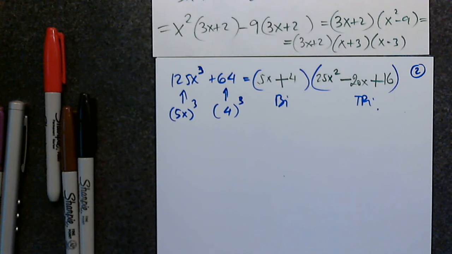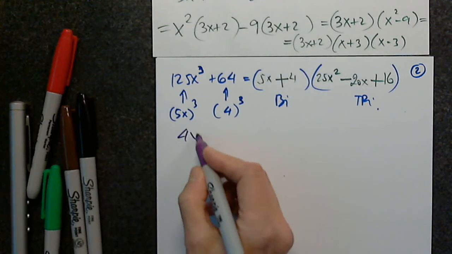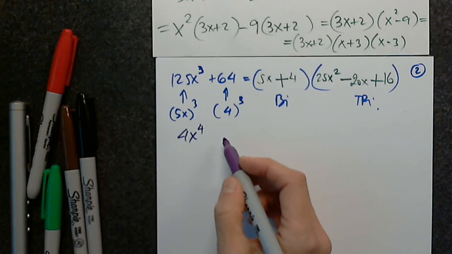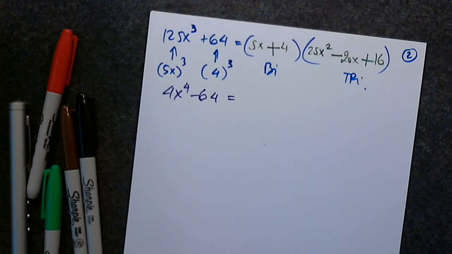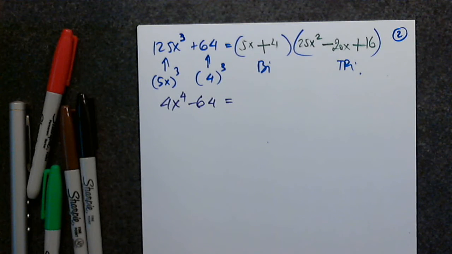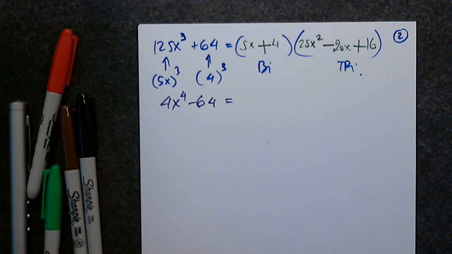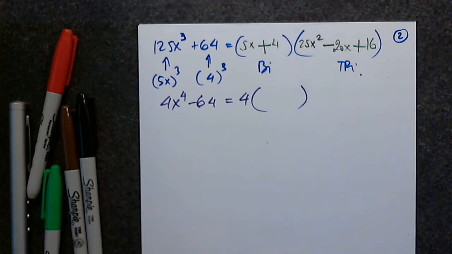Okay, so anything else? Yes, please. 4x to the fourth power minus 64. Very good. What is it? Descending order? Yes. Greatest common factor? 4. Good. It makes it so much more difficult if you don't pull out the greatest common factor. You may not even be able to factor it if you don't pull out first the greatest common factor.